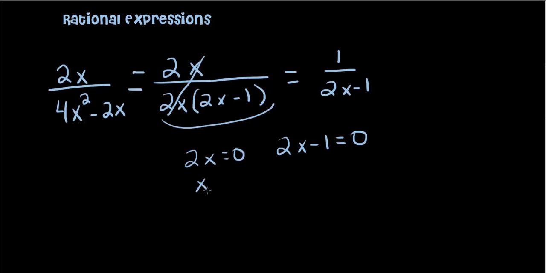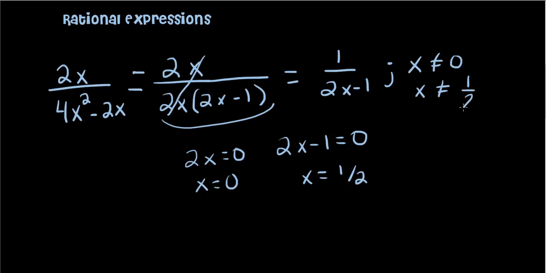Well, this one is just x equals 0. And this one will be x equals 1 over 2. So that means that if x was 1 over 2, or if x was 0, this expression will be undefined because it will make the denominator 0. So to complete our answer, it will be x is not 0 and x is not 1 over 2.